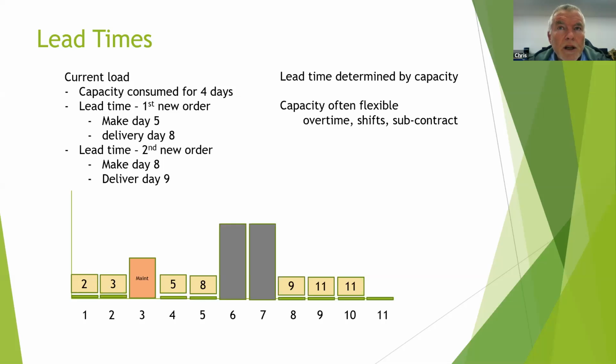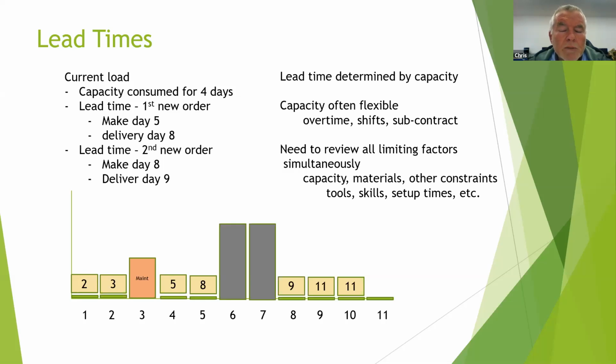But occasionally, even if I have capacity, I can flex capacity before I worry about other things. I can work overtime, work shifts, put in subcontract. And so I can actually change that by working a weekend. In this example, I could suddenly bring orders in or move the maintenance to another day, and that would change the lead time for the next order.